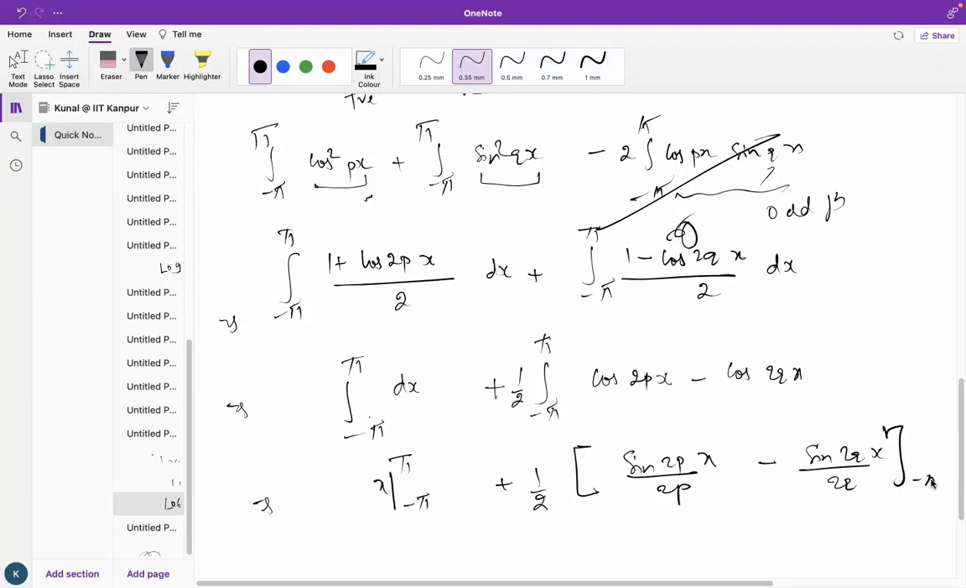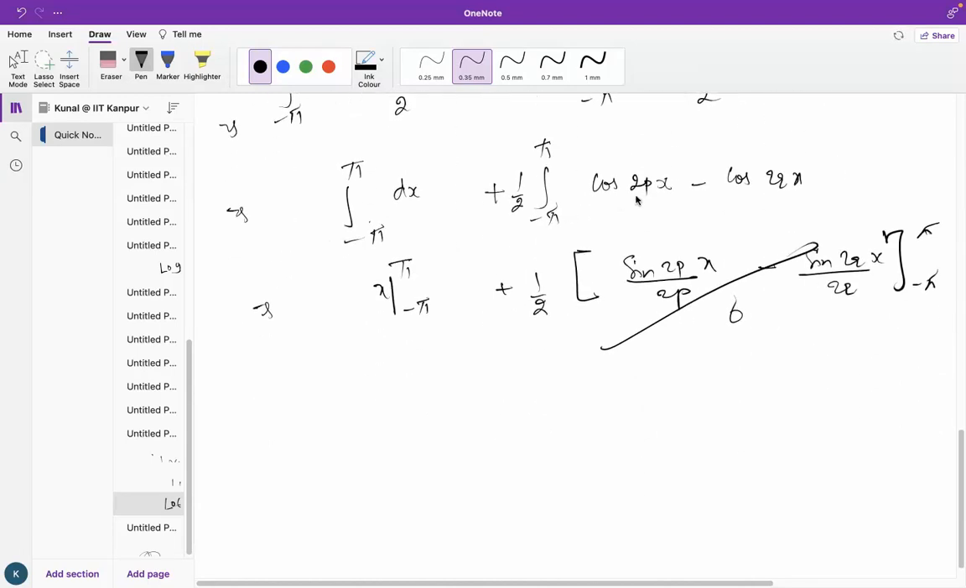And now on inserting the limit, we get this term as 0, because sine pi is 0 and sine minus pi is 0. So the final answer is 2 pi plus 0, which is equal to 2 pi. So this is our final solution or answer. I hope these things are clear to you, right? So let me move on to the next problem.